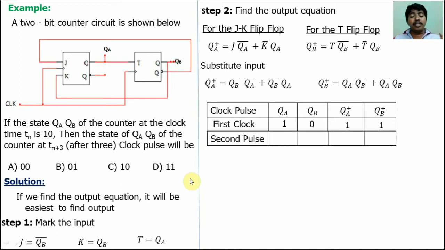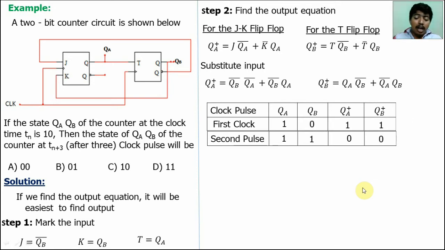Now I am going to apply the second pulse. Now the previous output is 1 and 1. When we apply the second pulse, substitute the QA and QB values here. QA is 1, QA is 1, so here QA plus will be 0, and we will get the answer 0. Apply the QA and QB values in the QB plus equation, and you will get the answer as 0.